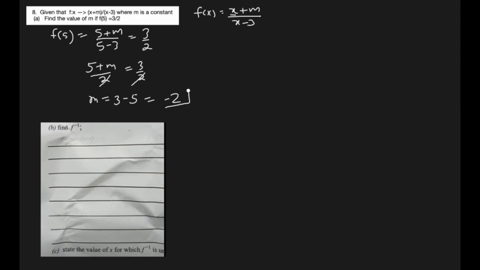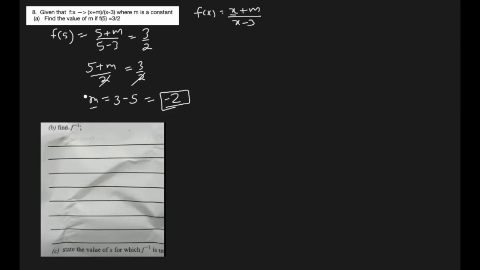So f(5) means substitute x with 5. So (5 plus m) over (5 minus 3) is 3 over 2. So (5 plus m) over 2 equals 3 over 2, and both of them have the same denominator. We can cancel. Actually, we are multiplying the whole equation by 2. That's what it means. So m stays here, 3 minus 5, which is minus 2. The value of m is minus 2.